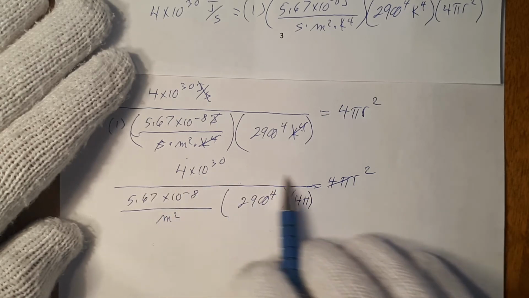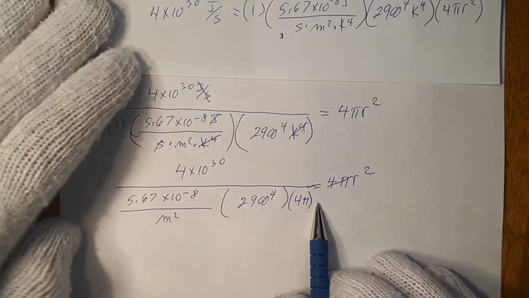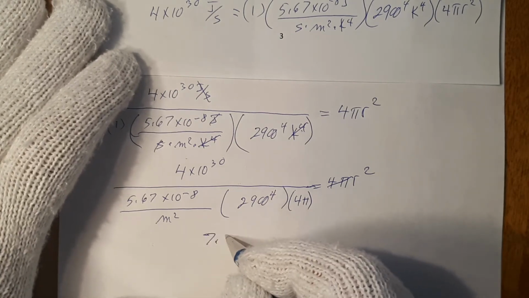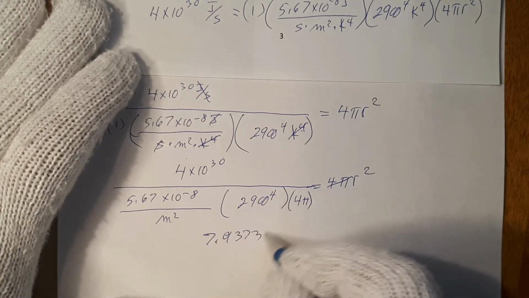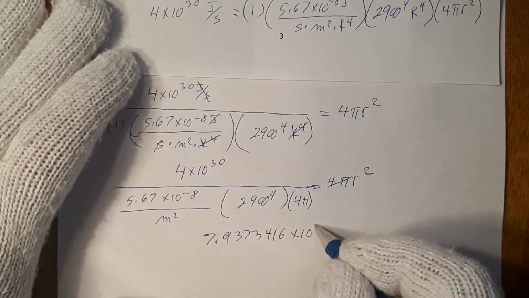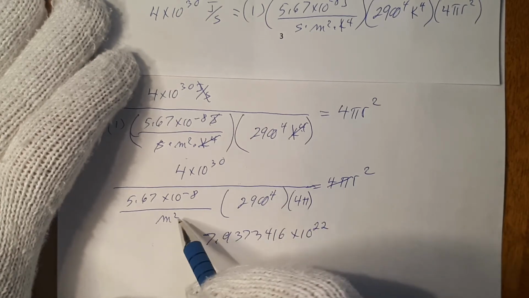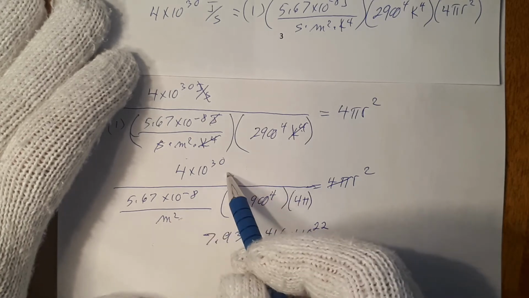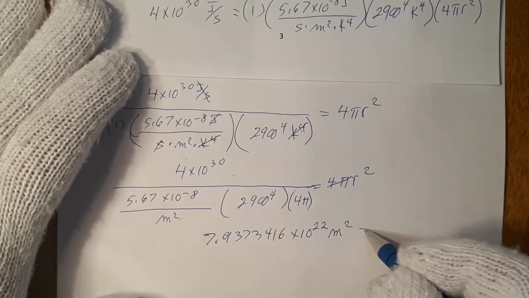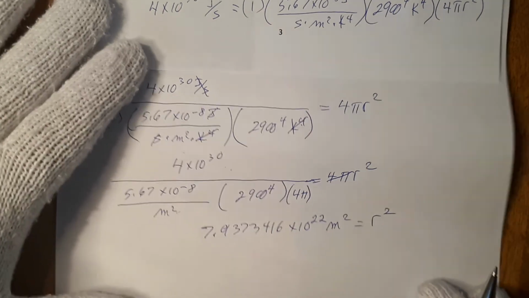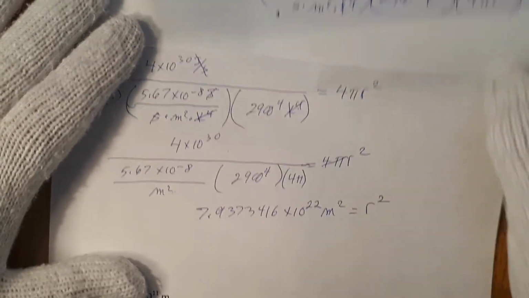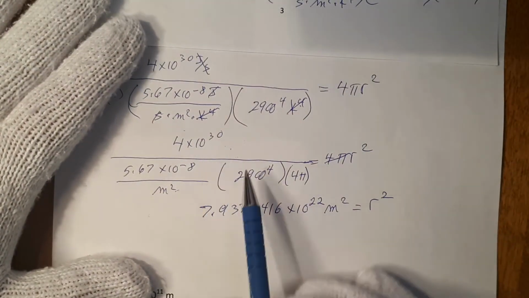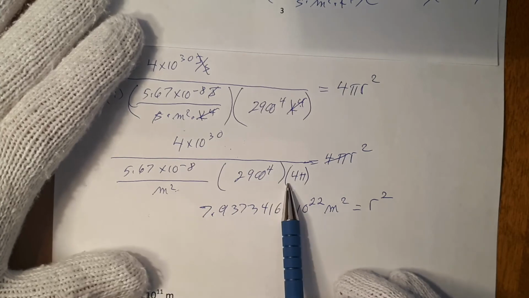Looking at all these numbers now, and putting this in a calculator, the number will be 7.9373416 times 10 to the power of 22. And the meters squared, and I showed that in the previous video, it's in the denominator here. It's going to be to the numerator. Meters squared is equal to r squared. Careful when you use the calculator. Press equal sign often.